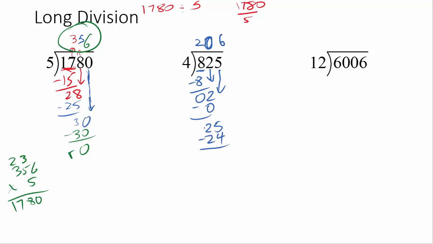And if we subtract here, 25 minus 24 gives us 1. Now, at this point, if your teacher wanted you to write a remainder, you could write this as that it goes in 206 times evenly, and then there's 1 left over. In fact, if you multiplied 4 times 206 and then added that 1 left over, you should get 825.